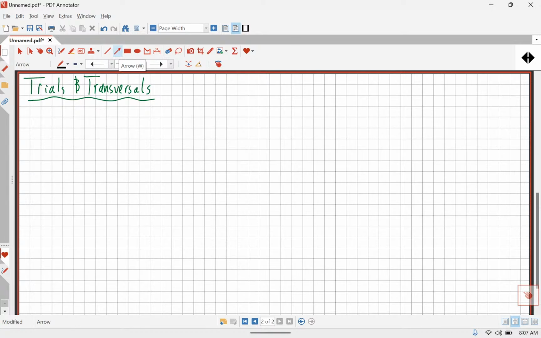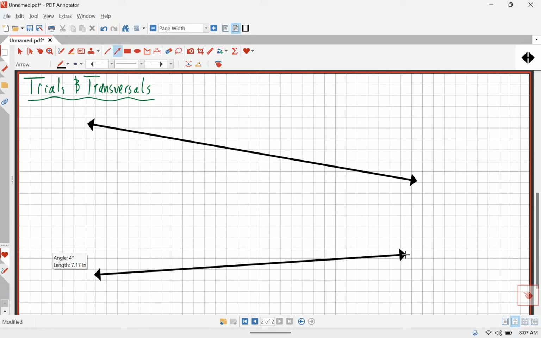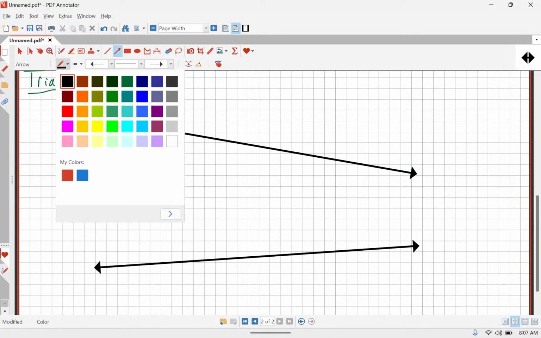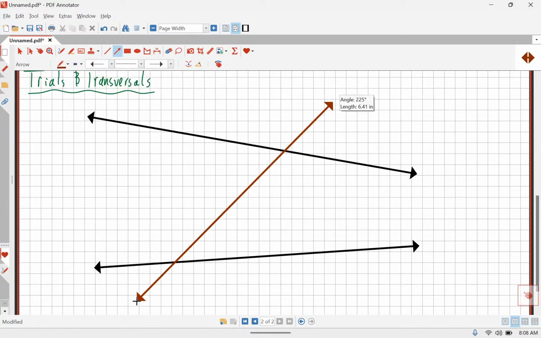Guys, a transversal is a line that crosses two other lines. That's all it is. A line that crosses two other lines is called a transversal. So we're going to draw 3 lines. 2 of them will cross eventually, but they're not crossing right now. And we're going to draw a line that crosses them like this. Okay?